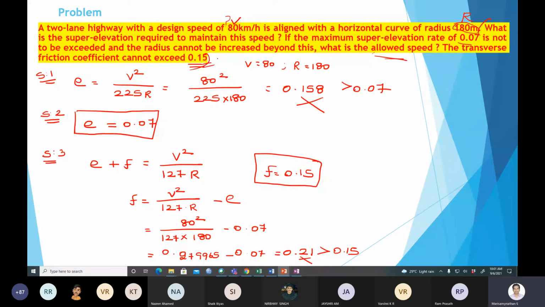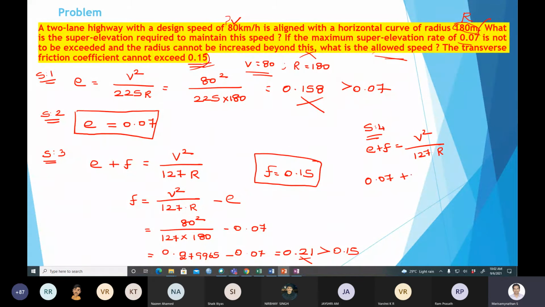Then the problem itself says that they cannot revise the radius. So we have to limit the speed of the vehicle on that particular road. So in step 4, we have to re-estimate the allowable or maintainable speed on that particular stretch. So the equation is, we know that it is simple. Everybody knows that E plus F is equal to V squared divided by 127 into R.